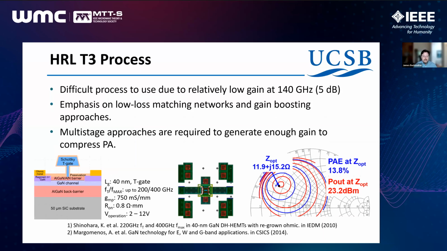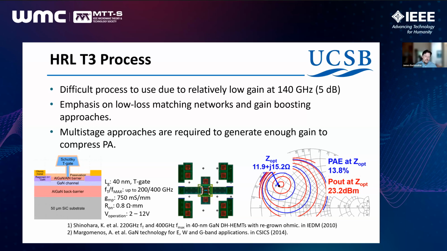The T3 process is not easy to use at 140 gigahertz. It has relatively low gain. And so there's an emphasis on low loss matching networks, and of course, ways that we might boost gain to make sure we get as much gain per stage, particularly if we have to make 20 dB gain in amplifiers. The number of stages is going to highly influence the PAE of the overall amplifier. So we want to stay away from large numbers of stages, also because it's challenging with the modeling accuracy we have to tune everything across multiple stages with a technology like this.